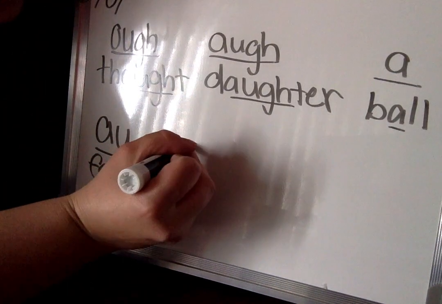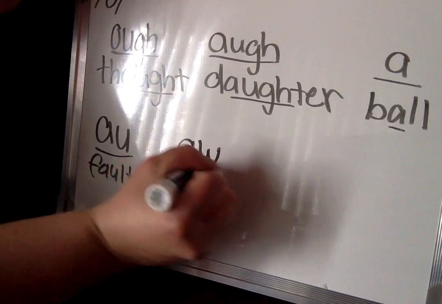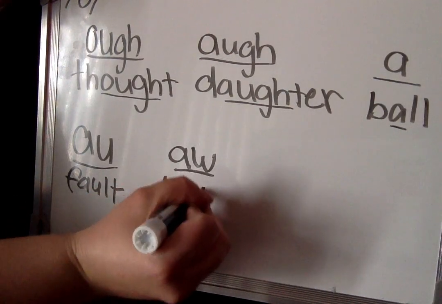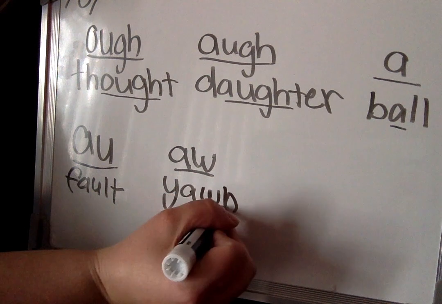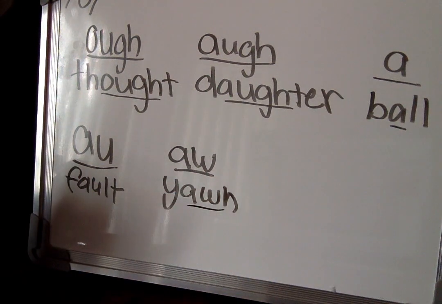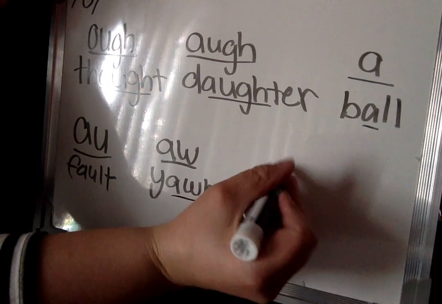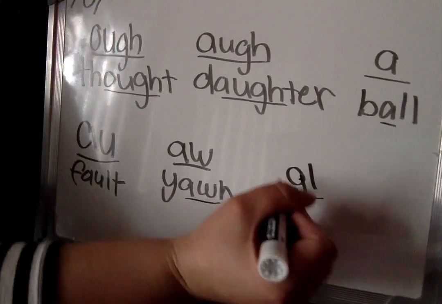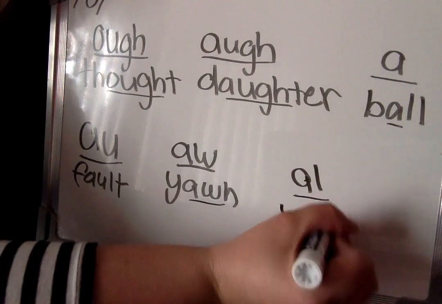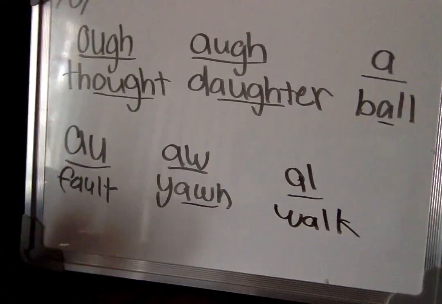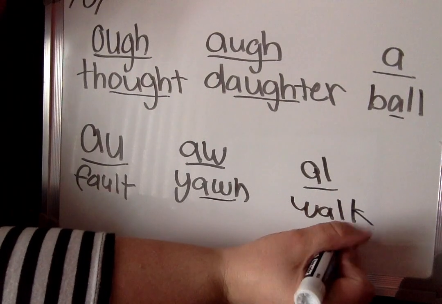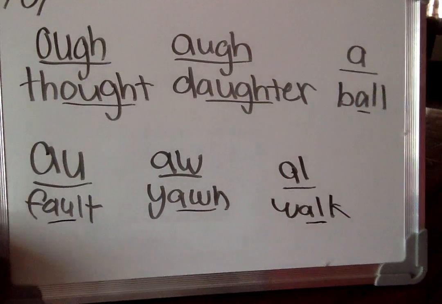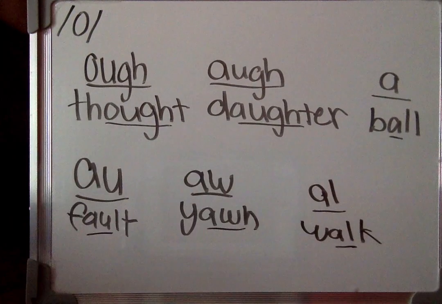Then we have a W, as in yawn. We can hear that "ah" sound in there. And the last one that we're going to focus on is A-L, as you hear within the word walk. Okay. So we have the different spellings that make that short O, "ah" sound.